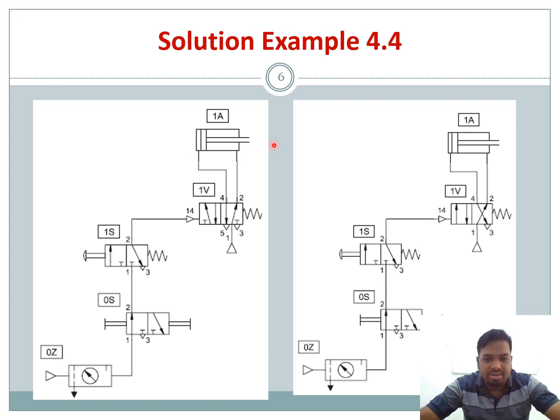Once you release the push button, there is no input here, so automatically there is a spring that will change the valve back to unactuated. So your cylinder will not have power, and it will start to retract. So this is an indirect way of controlling a cylinder.